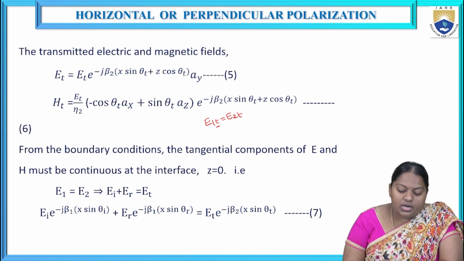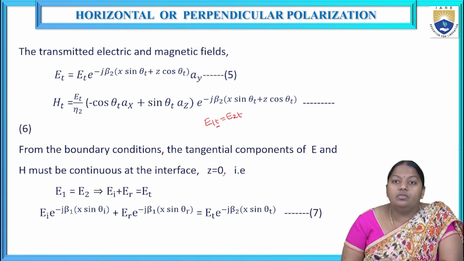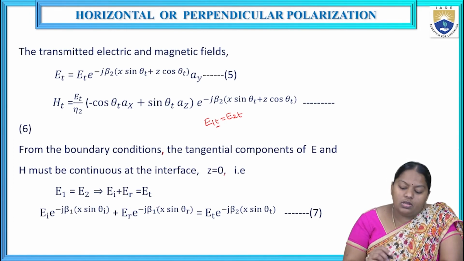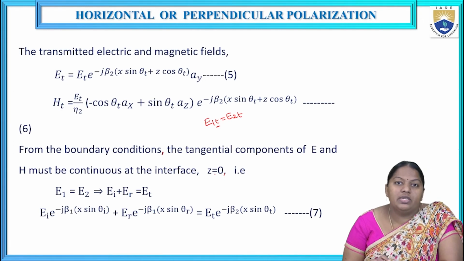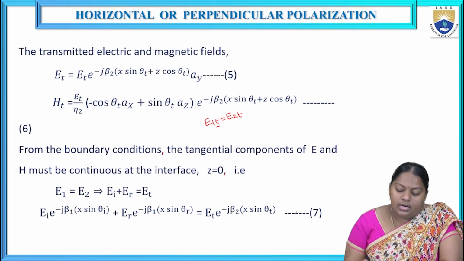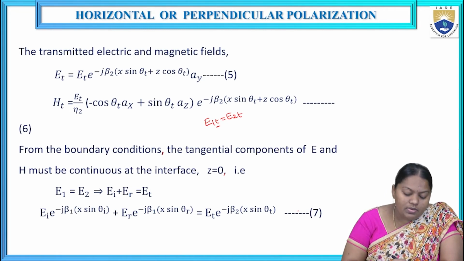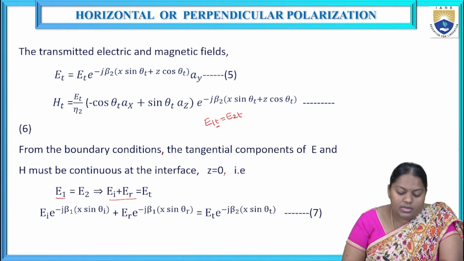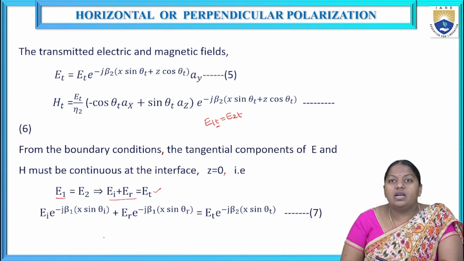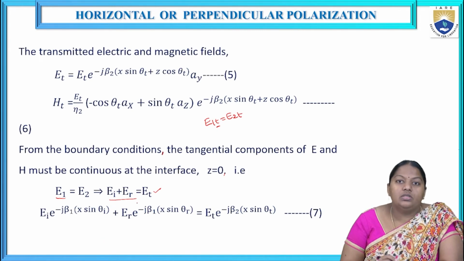See, from the boundary conditions, the tangential components of E and H must be continuous at the interface where Z is equal to 0. Okay, consider all the 6 equations. In that, you just substitute Z by 0. Then what actually remains? Those equations we are going to consider. So E1 equal to E2 means in medium 1, which two exist? Incident and reflected. That's why EI plus ER is written in place of this E1. Similarly for E2, it will be ET only. Why? Because the transmitted wave will be in medium 2.